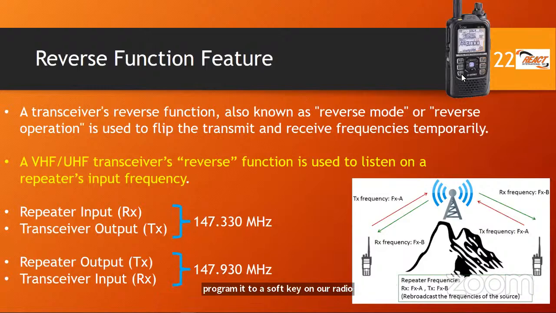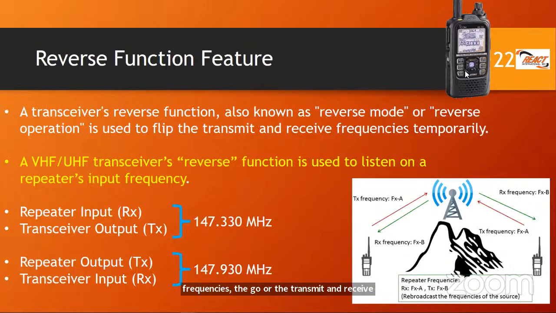The feature called reverse function, what that does, normally when we are listening on our radio, we are listening to the receive frequency, or rather the transmit of the repeater. But sometimes we want to monitor the other frequency, the go frequency or the transmit frequency that we are transmitting, or the frequency that the repeater is receiving on. Remember, for repeater operation, you have two frequencies, the go or the transmit and the receive frequency.